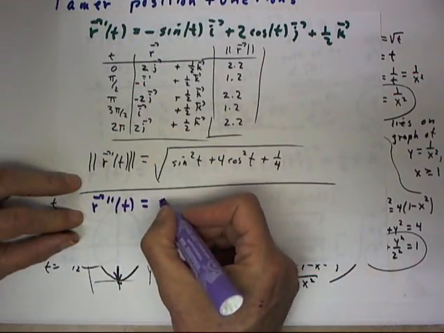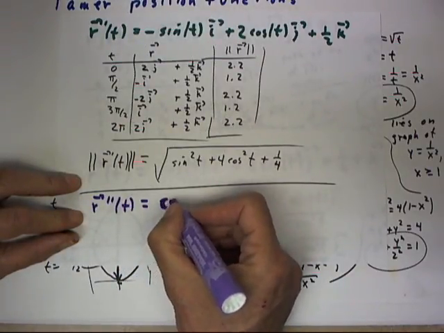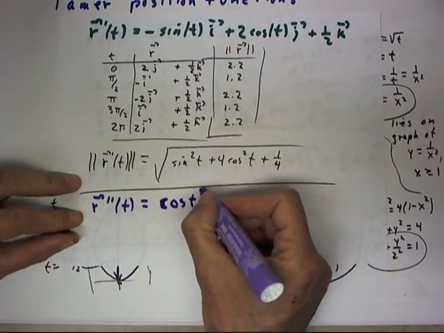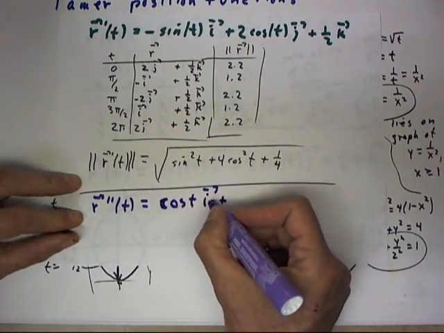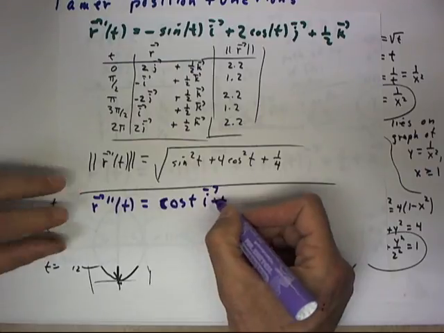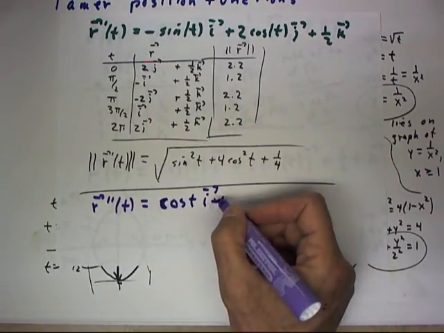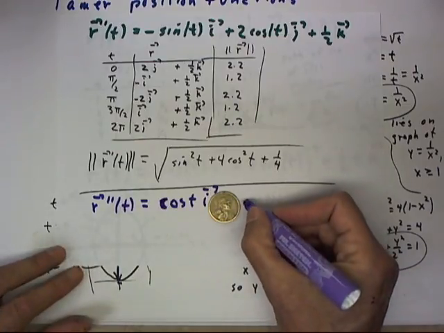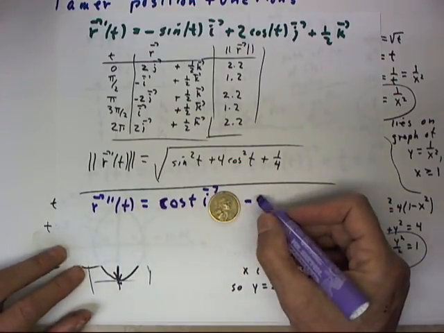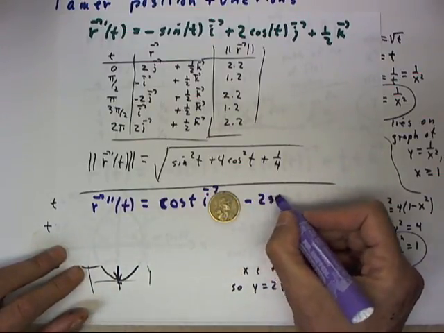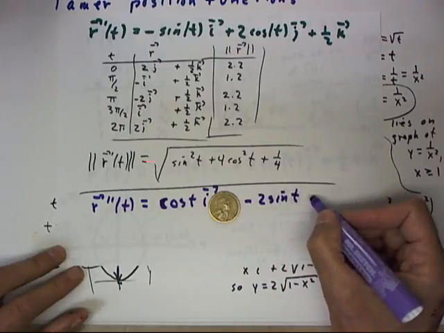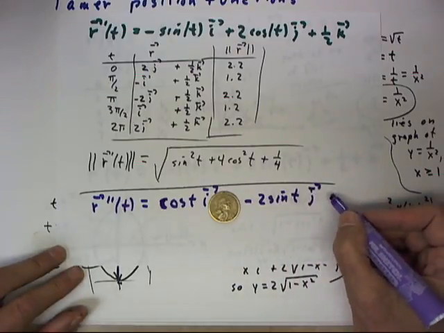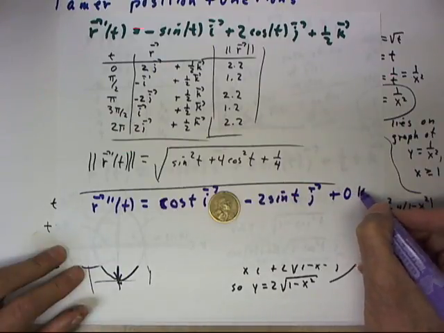We get... I start out wrong here. Cosine t i minus... good heavens, making terrible mistakes already. Charge myself $1 and go on. Okay, that will be minus 2 sine t j and plus 0k.